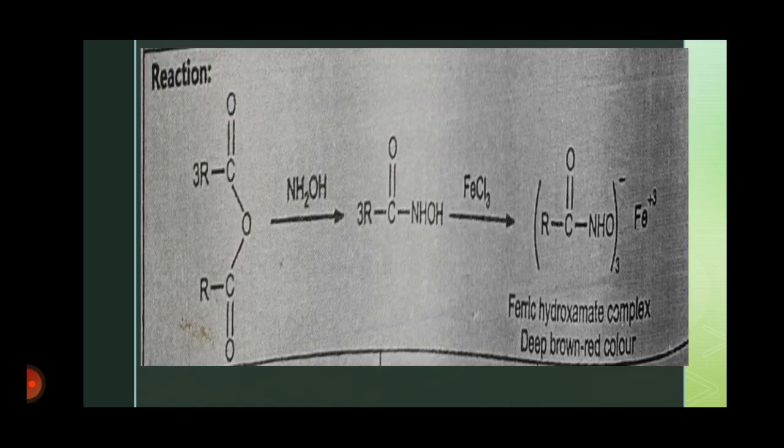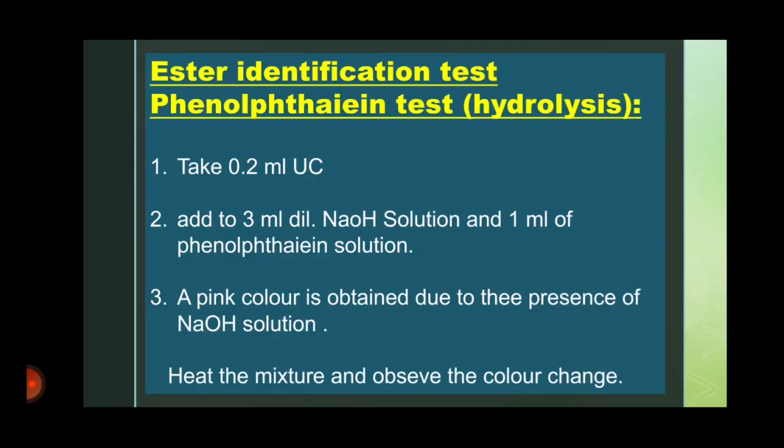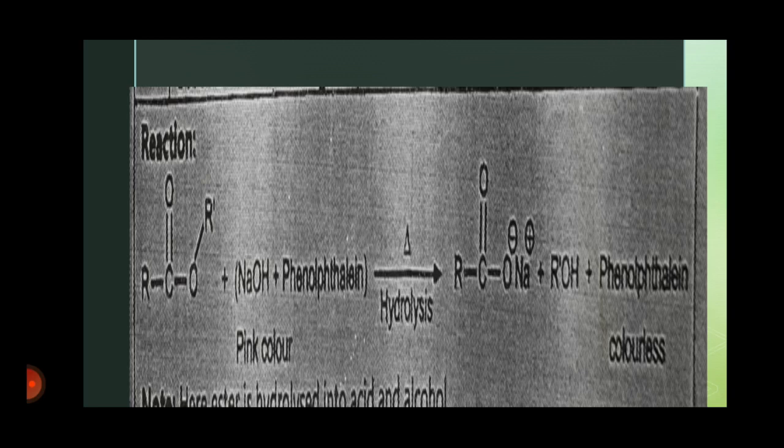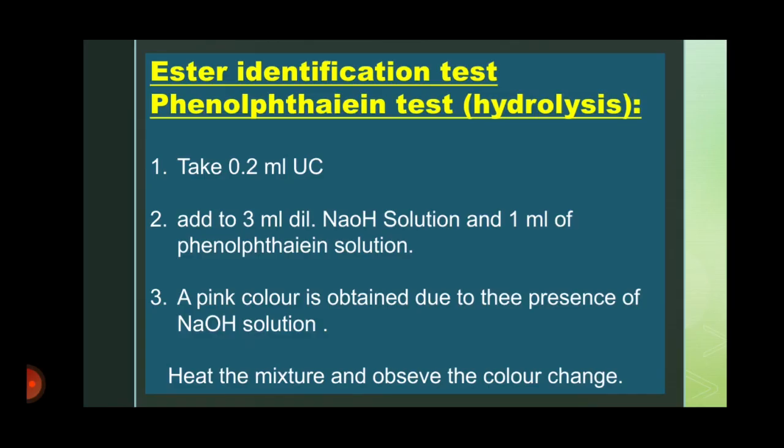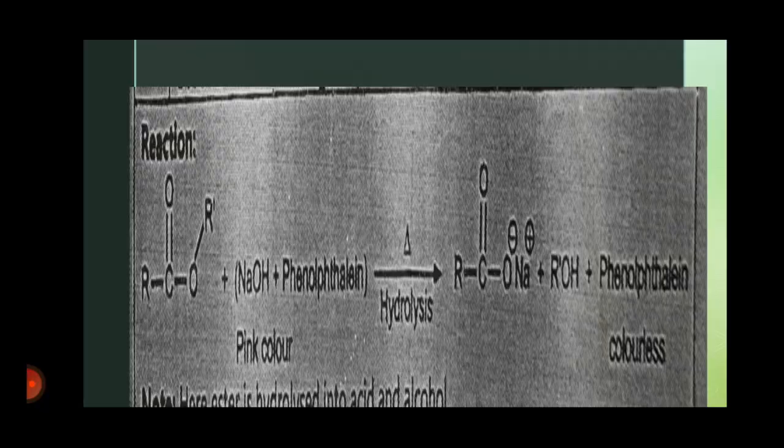Likewise, we perform two tests for ester. First is the phenolphthalein test, where we find that maybe ester is present in our compound, and in the next test we will confirm that ester is present in our sample.